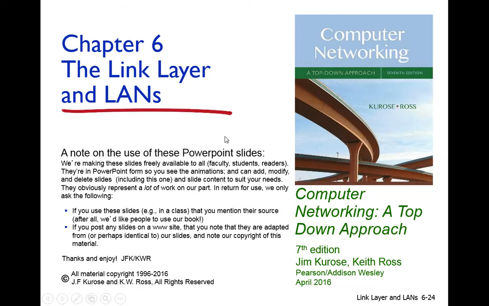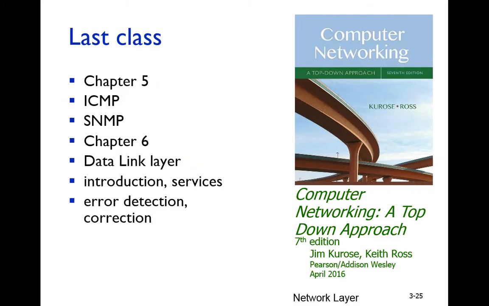Okay, we are going to continue chapter number 6, the link layer and the LANs. In the last class we had discussed chapter number 5, ICMP and SNMP topics, and then we started chapter number 6, and we discussed data link layer services and error detection and correction schemes.